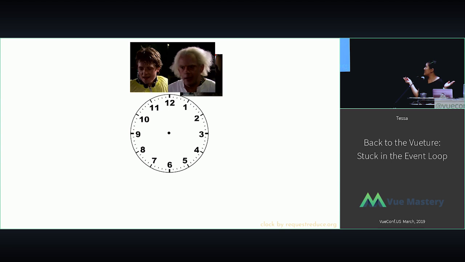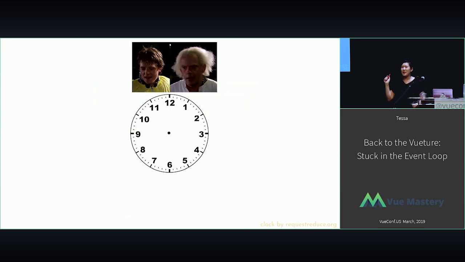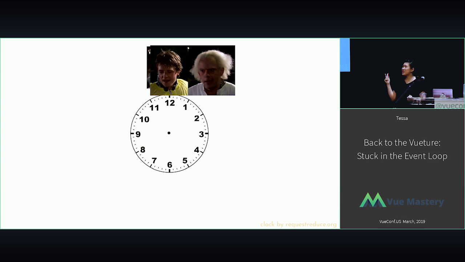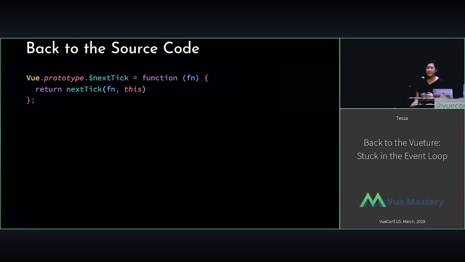So in the case of this experiment, Ian can instantly jump to the future in nextTick, but Marty and Doc have to wait until he's traveled before they can meet him in the future. So in terms of Vue, $nextTick is a function that calls nextTick and passes in the current context, which is going to be the component.